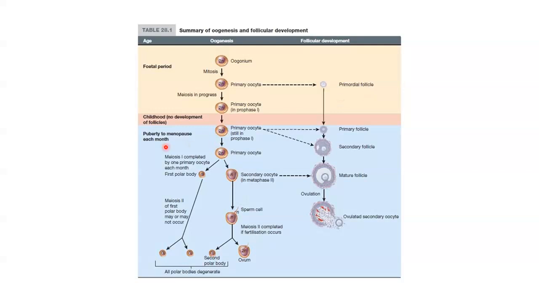Now, each month from puberty until menopause, the gonadotropins follicle-stimulating hormone and luteinizing hormone will stimulate the development of several primordial follicles, although typically only one will reach the level of maturity that is needed for ovulation. As our primordial follicles develop, they become our primary follicles, and each primary follicle consists of a primary oocyte that is surrounded by several layers of cells, which we now call granulosa cells.